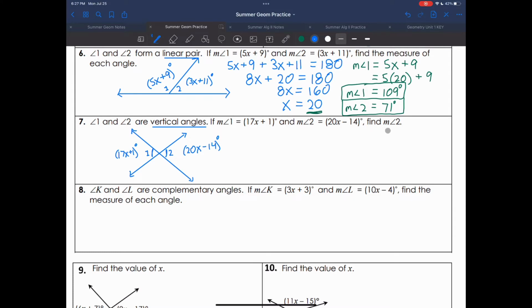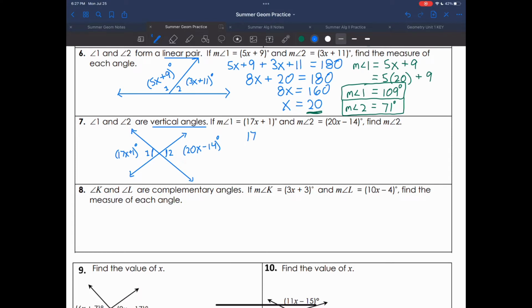Now, no matter what it's asking you to find, you do always first have to solve for x. So I'm going to do that first. Okay, so you got to think of a way that you can set up an equation using the things they give you. Now, in this case, keep in mind they are vertical angles, which means they are equal to each other. So the easiest way to do this is to simply set this equal to this. So I'm going to do that off to the side.